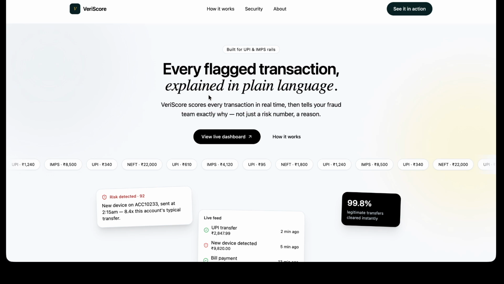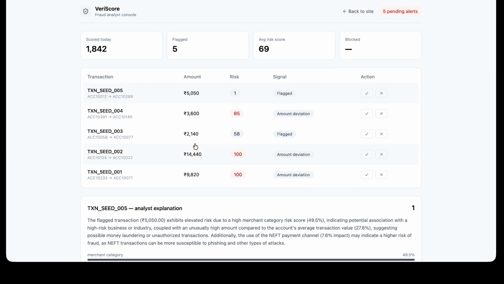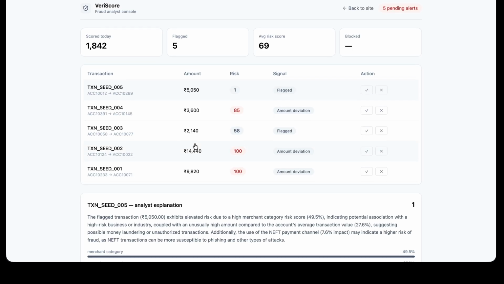So here in the analyst dashboard, at the top are metrics: transactions scored today, how many are flagged, the average risk score, and blocked count. In the table, each transaction shows its ID, sender and receiver accounts, amount in rupees, the XGBoost risk score, and the fraud signal that triggered it.